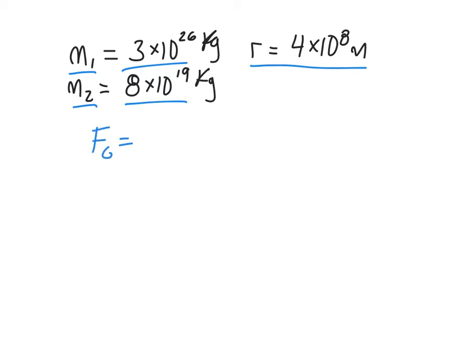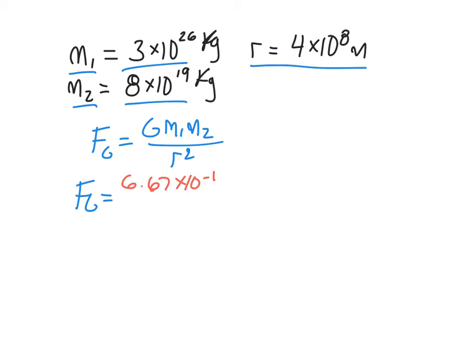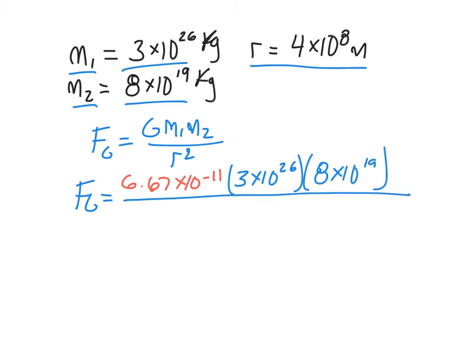So the force of gravity is big G, m1, m2, divided by the distance between them squared. So the force of gravity is big G. Remember that that is 6.67 times 10 to the minus 11. And we multiply that by m1, which is 3 times 10 to the 26th, and m2, which is 8 times 10 to the 19th, all over the distance between them squared, which is 4 times 10 to the 8th squared. So to calculate the force of gravity.